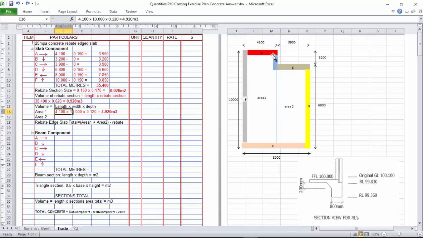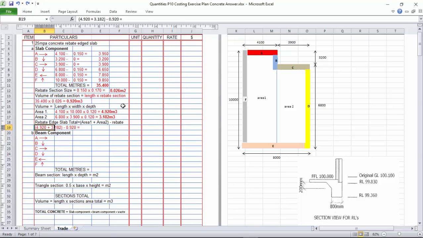The next thing we've got to calculate is the area of the slab. So we're going to break it up into two rectangles, area 1 and area 2, and then we'll enter the figures there, which this will be 4.1 by 10 by 120 millimeters thick, and that gives us 4.92 cubic meters. And area 2 is 3.9 by 6.8 by 120 millimeters, and that gives us an answer 3.182 cubic meters.